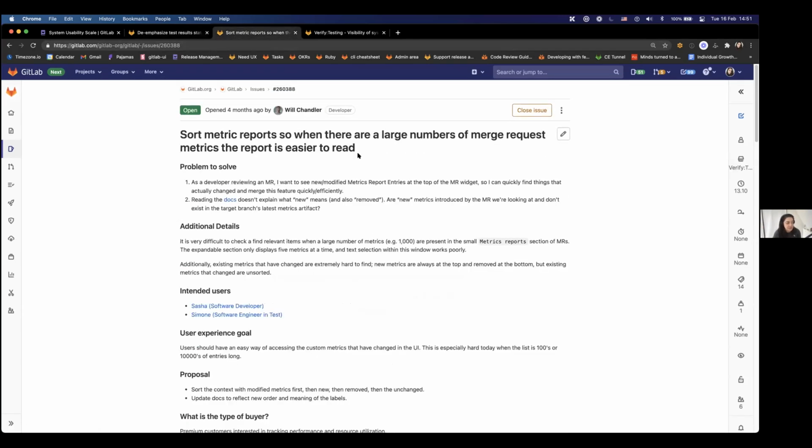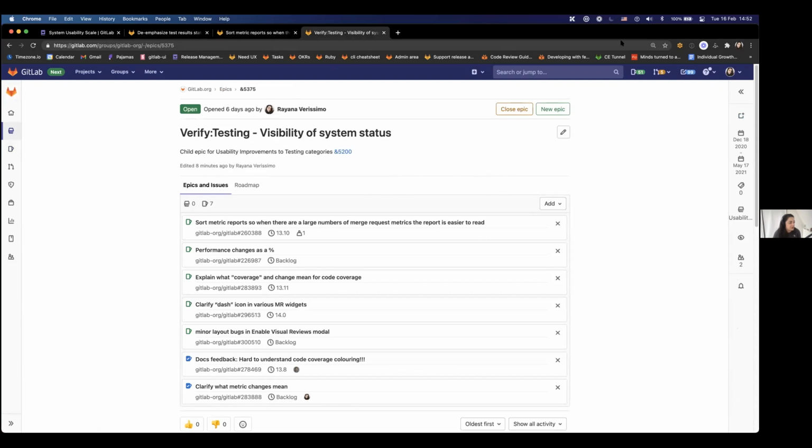The next item is sorting metric reports when there are large numbers of merge request metrics, so that the report is easier to read. This also talks about consuming that information, finding what's the status and what's the most important when it comes to testing. You can see the other issues that we are tracking related to these specific areas that tackle visibility of system status for testing. We are collecting everything in this epic to stay organized. So back to you, James, so you can continue the conversation.